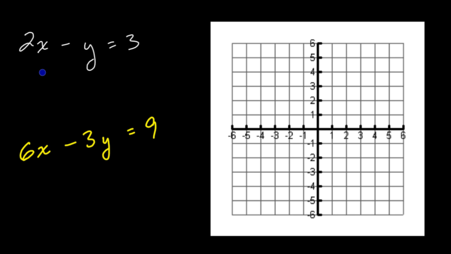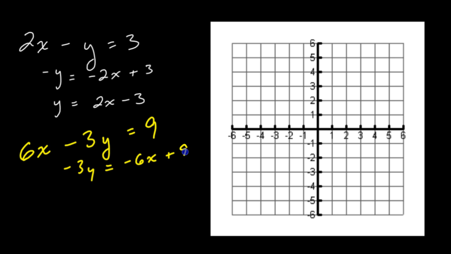Try another one. 2x minus y is 3, and 6x minus 3y is 9. We'll solve it for y real quick. Bring the 2x over, then divide everything by negative 1. That's one graph. And we'll do the same thing on the other one. Bring the 6x over, so it becomes negative 6x over there. And we'll divide everything by negative 3. So we get y equals negative 6 over negative 3, which is a positive 2, and 9 over negative 3 is a negative 3.